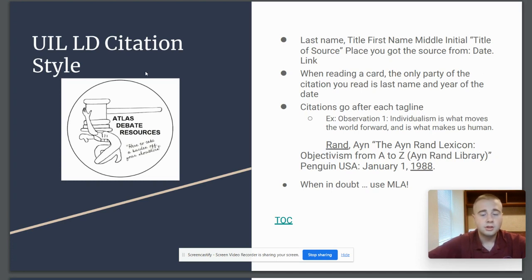Like I said, when in doubt, use MLA. If you can't remember the exact style, look up the MLA style. It doesn't really matter which style you use, just as long as it's cited correctly. People don't do it as often anymore. It's not as common, but they can absolutely ask to see your case. And if your evidence isn't correctly cited, it can be technically thrown out under UILD rules. So don't just put the name and the year. Get everything done correctly. Just a nice little practice for later on.